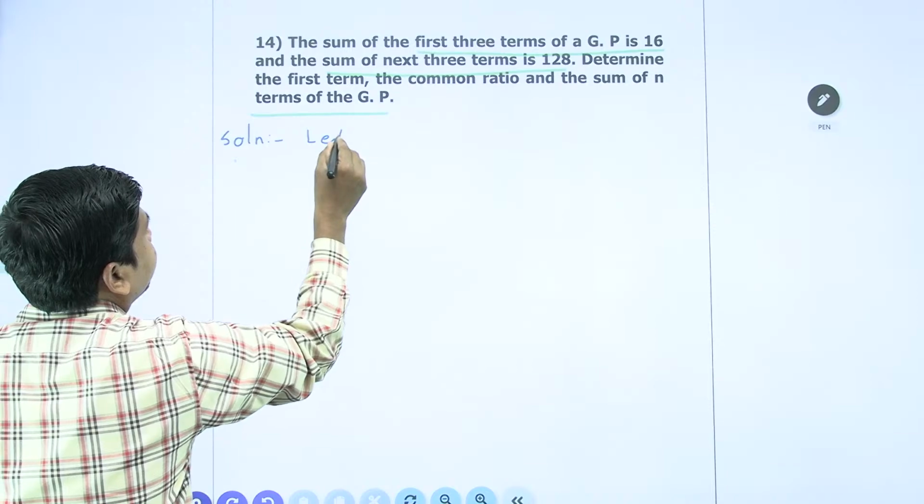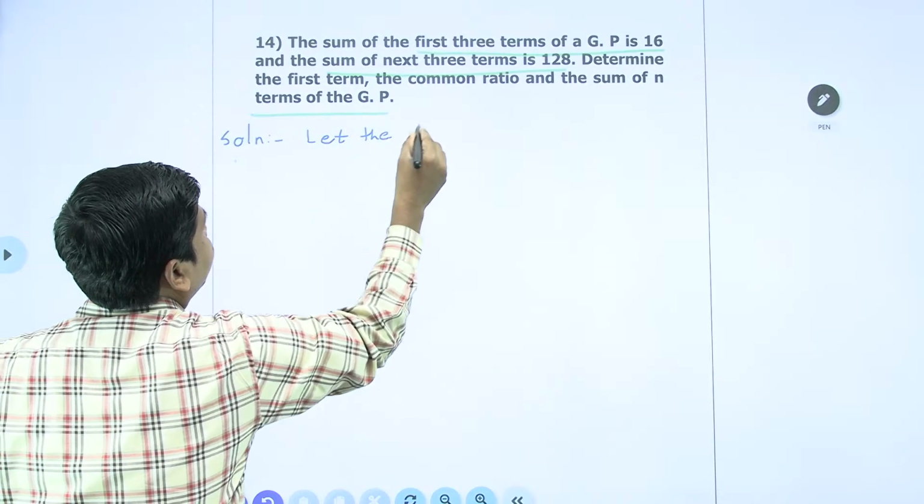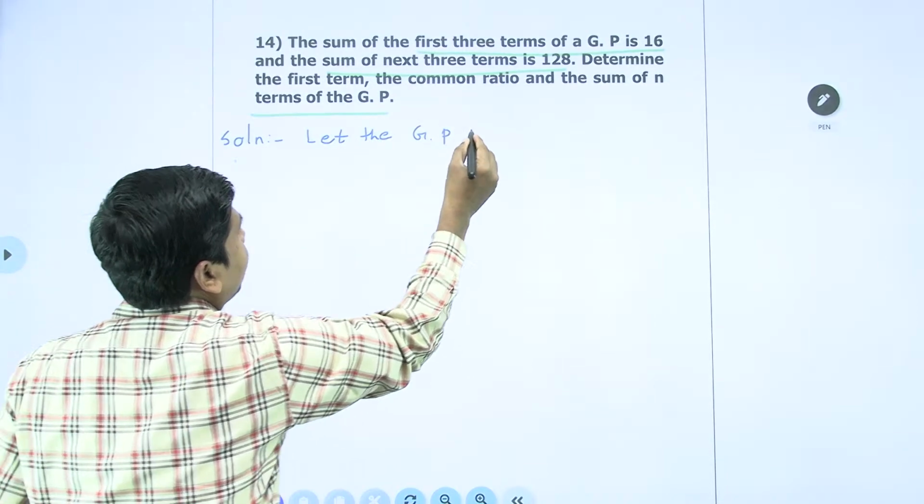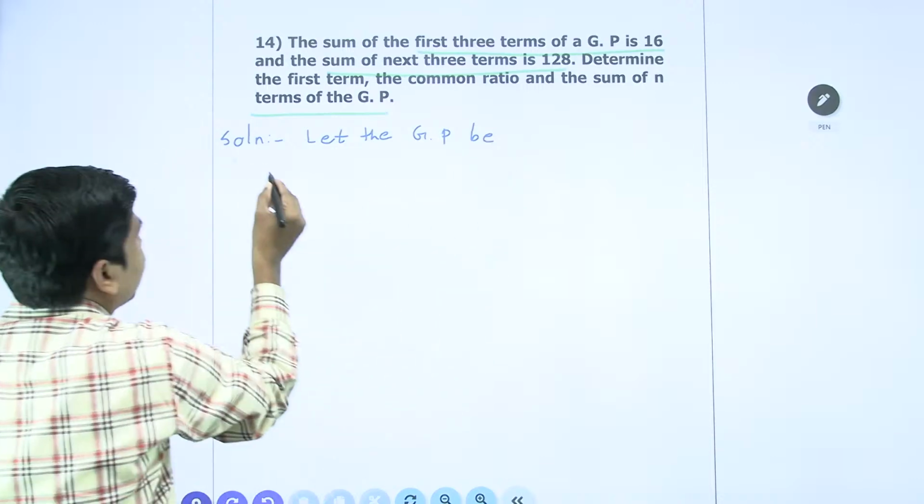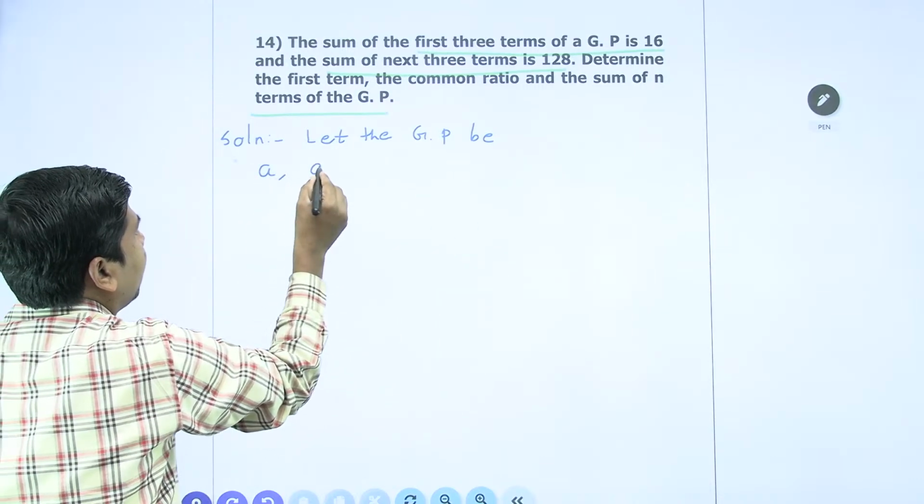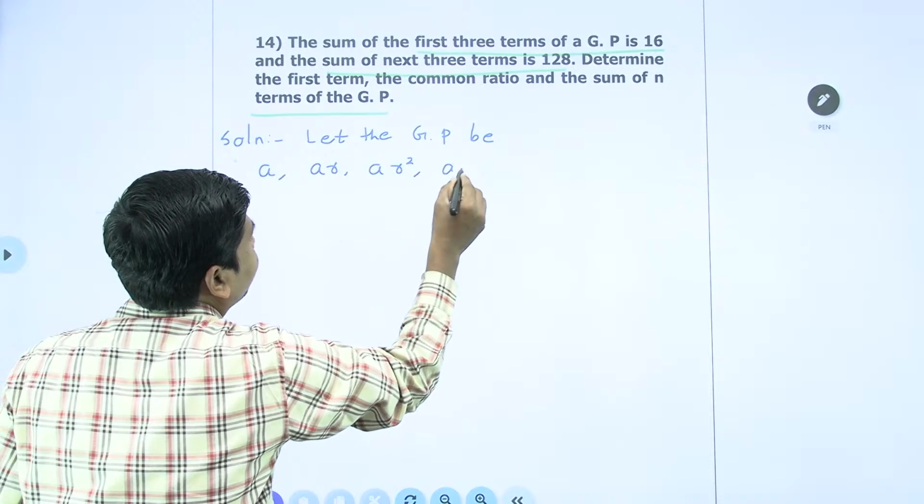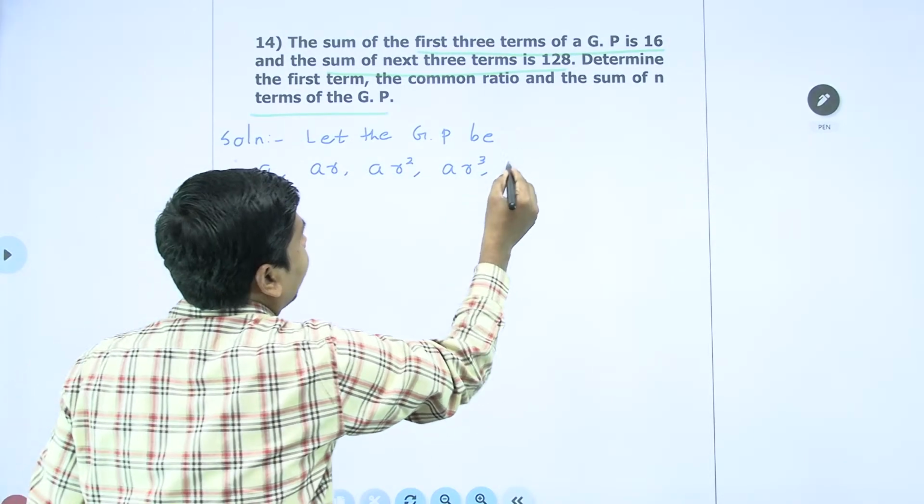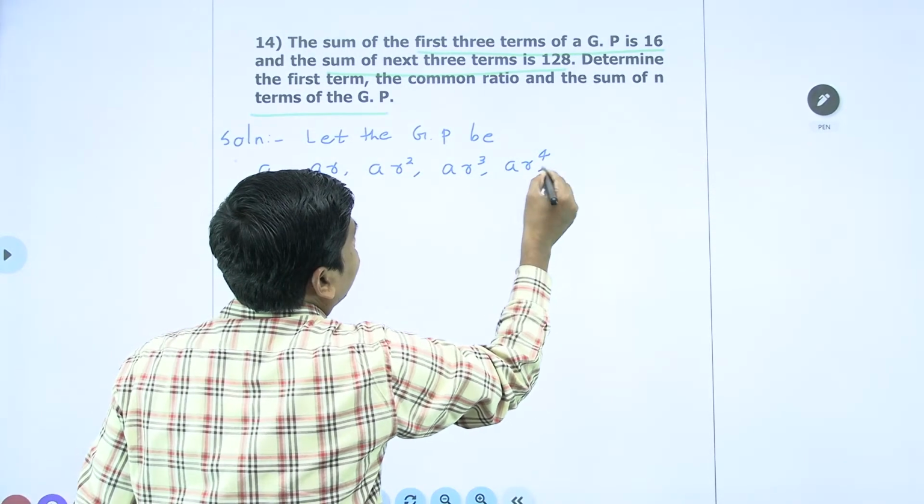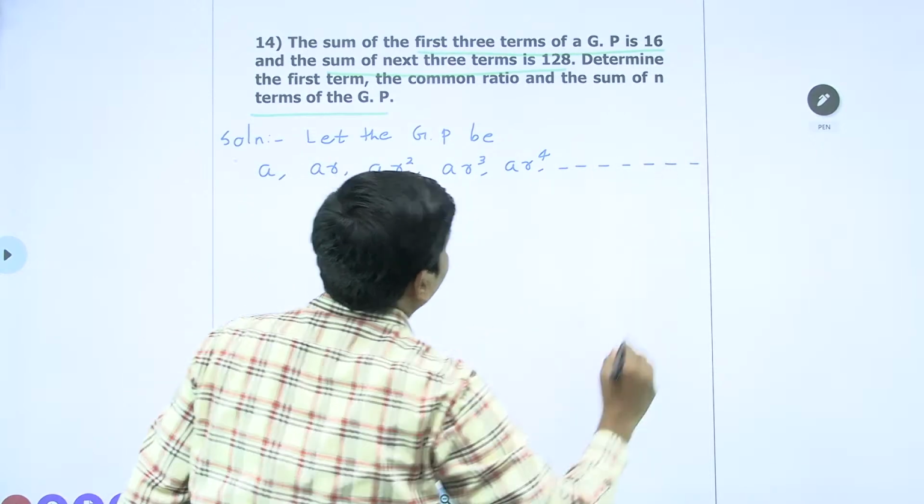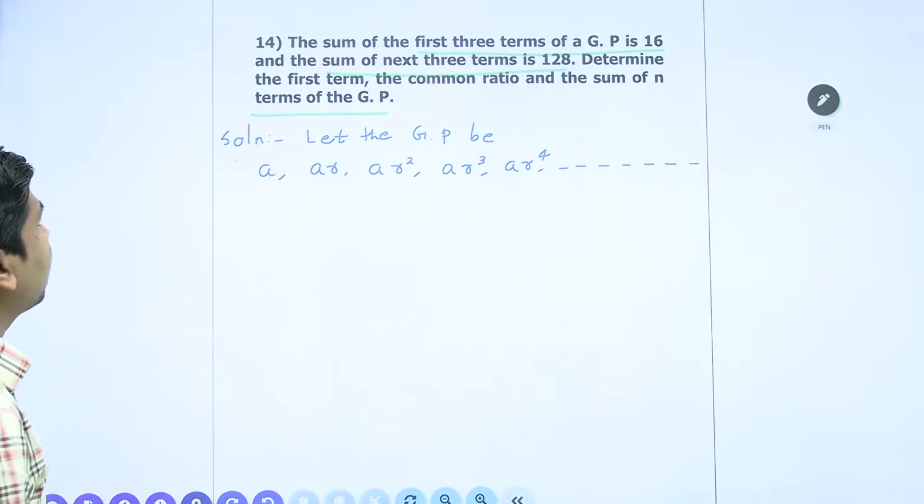Let the GP be our general term: a, ar, ar square, ar cube, ar to the 4, up to ar to the 7. This is your GP, as given.